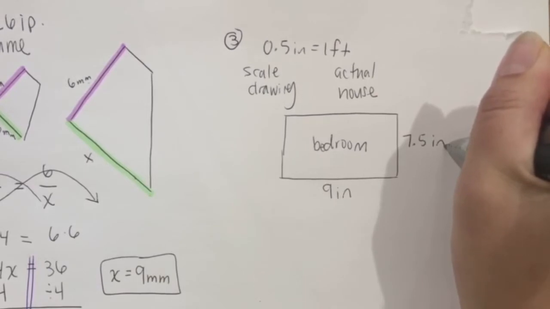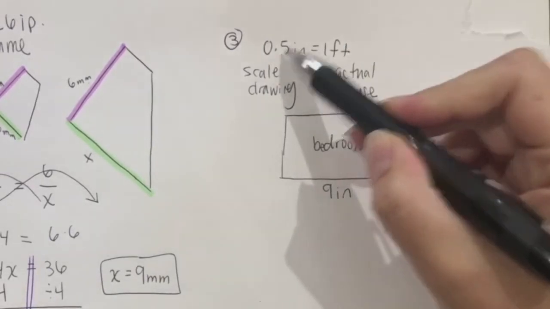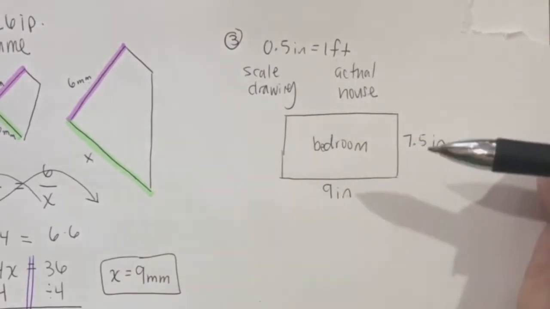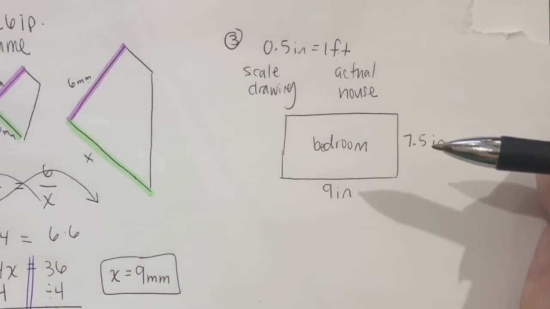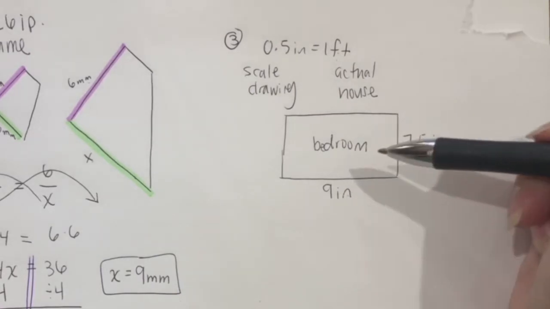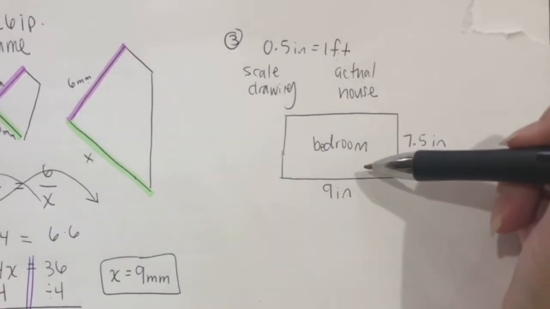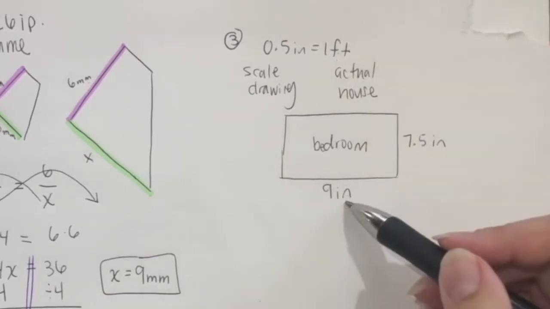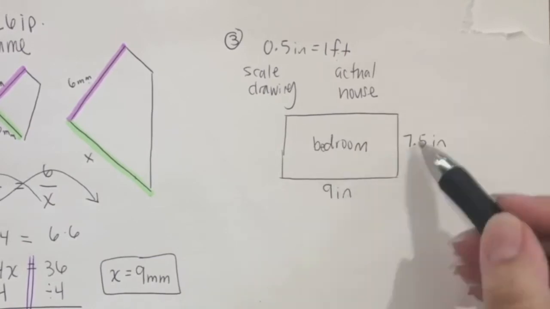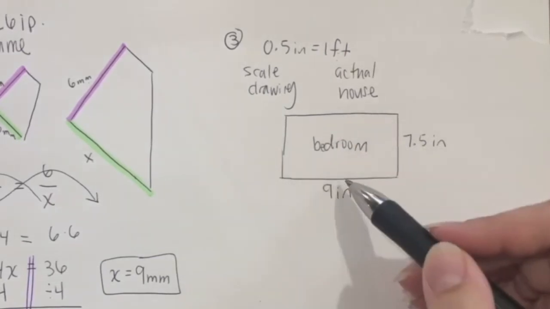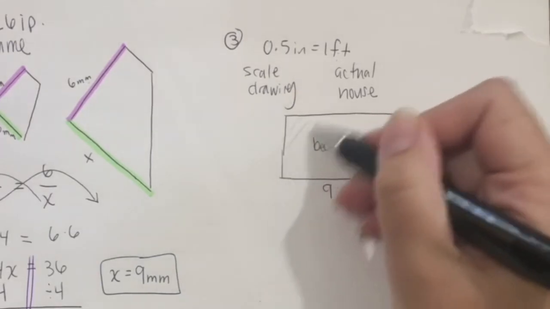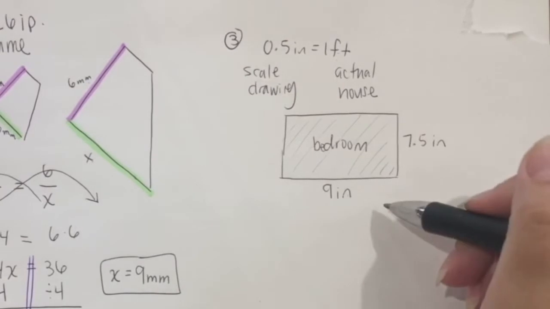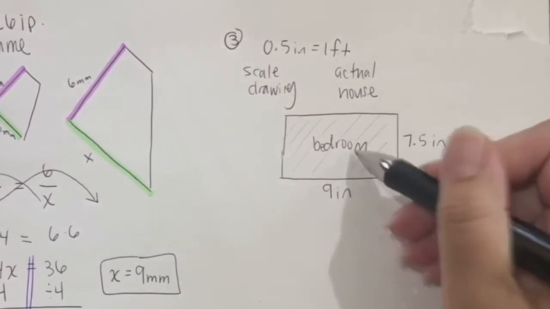And so a 1/2 inch on the drawing is equal to 1 foot in real life. So what is the area of the actual room? First of all, we have to find what the actual house measurements would be, and then we have to multiply them to find the area of the bedroom. Remember, the area is all of this. So it'll be feet squared because we're going to multiply the two sides together to get the area.